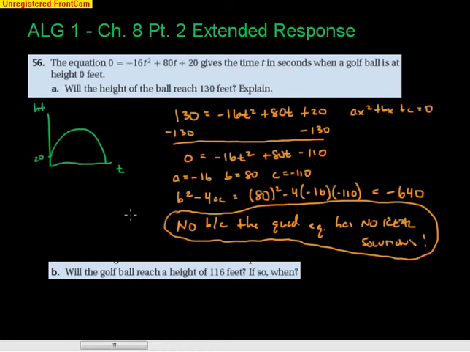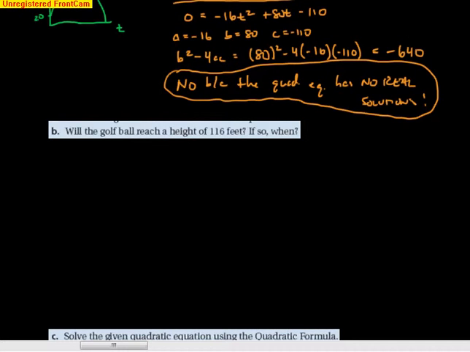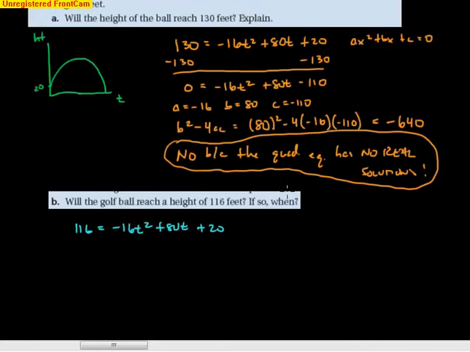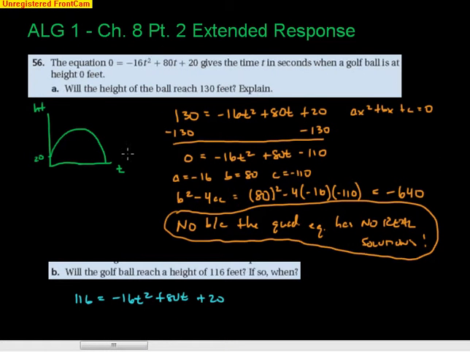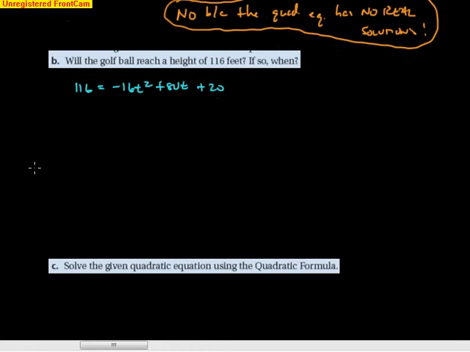Plug in 116 in for your height, which is, again, 0 in this one. So I'm going to do it in a different color. 116 equals, and now the right side is negative 16t squared plus 80t plus 20. So the right side is the same from the original equation. The left side is now 116. And now we're going to solve this to see if there are any solutions using the discriminant.